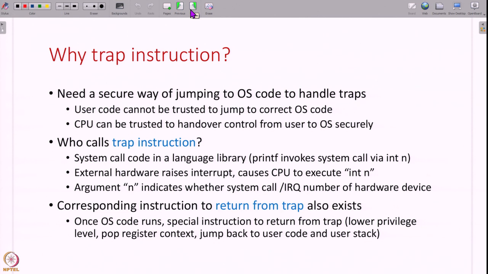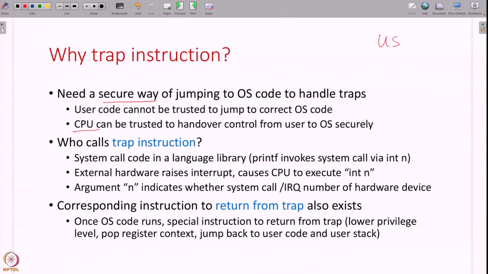So you might ask, why this trap instruction? Why do we need a separate hardware instruction? This is because, as we have said before, we need a secure way of jumping into the OS code to handle all the traps, and a secure stack, and both of these are set up by the trap instruction. We cannot trust the user code to invoke the correct operating system code to run for any event. The only entity we can trust here is the CPU. The OS cannot trust the user to jump to the correct OS code, but the OS can trust the CPU to look up this interrupt descriptor table when an event happens and jump to the correct OS code.